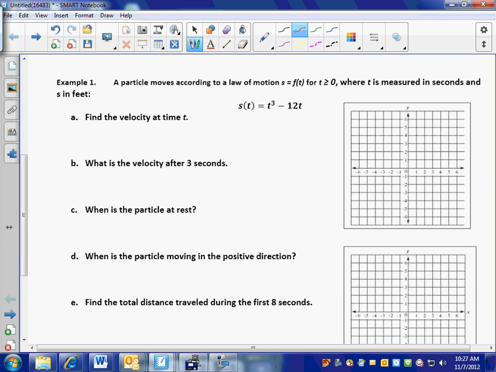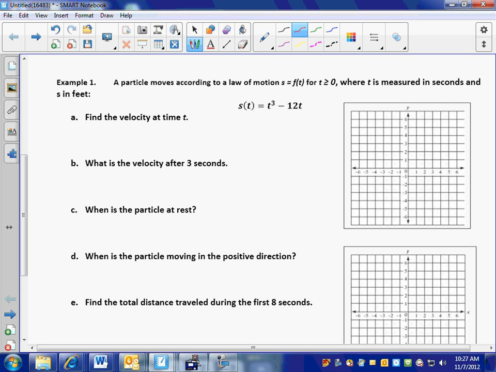I would like to really understand example 1 and then give you a couple problems to try out of your book, and then tomorrow look at example 2, which is a little bit trickier, okay? So a particle moves according to a law of motion, s equals f of t for t greater than or equal to 0. Why do we specify t greater than or equal to 0? We don't talk about negative time in this scenario. So we start the particle in motion, and we only have positive time in that scenario.